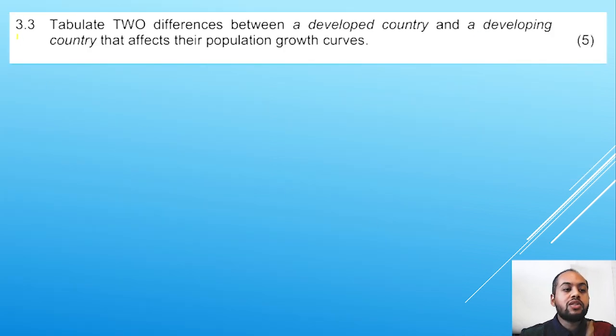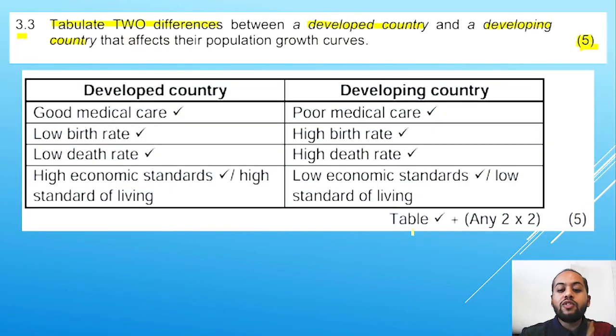The next question, 3.3, says tabulate two differences between a developed country and a developing country that affects their population growth curve. So 5 marks. This is a question that you can expect to receive in the exam, where you are going to tabulate the differences between a developed and a developing country. First and most importantly, please ensure that you draw a table. If asked to tabulate differences, you need to draw the table because you are awarded 1 mark for drawing the table. 1 out of 5 goes to drawing the table.